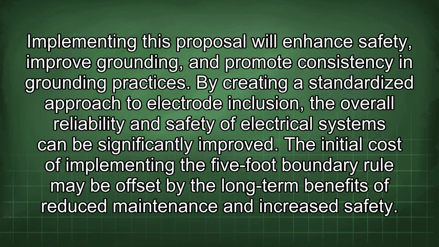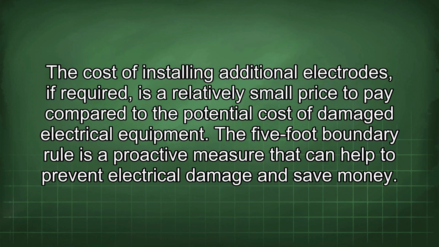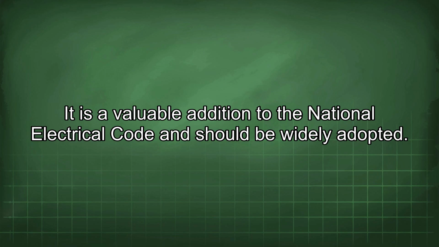The initial cost of implementing the 5-foot boundary rule may be offset by the long-term benefits of reduced maintenance and increased safety. The cost of installing additional electrodes, if required, is a relatively small price to pay compared to the potential cost of damaged electrical equipment. The 5-foot boundary rule is a proactive measure that can help to prevent electrical damage and save money. It is a valuable addition to the National Electrical Code and should be widely adopted.